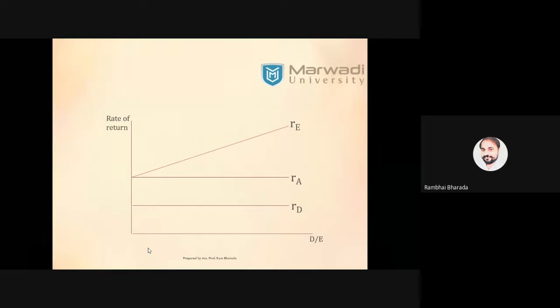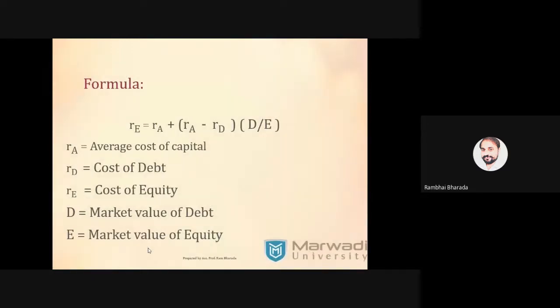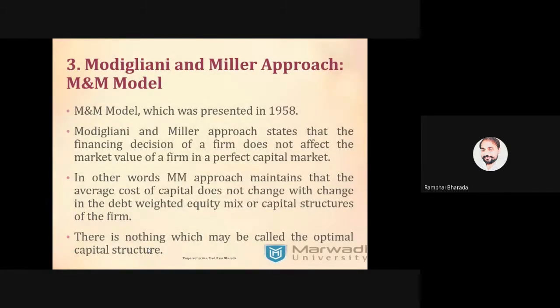Okay, this is the diagram. You can see as RD increases from left to right side, RA, the average cost of capital, remains the same, but RE, the cost of equity capital, will increase. Formula: RE is equal to RA plus, in a bracket, RA minus RD, in a second bracket D upon E. Next, and third, it is very, very important for all of you for a 1 mark and for an 8 mark theoretical question. Approach.